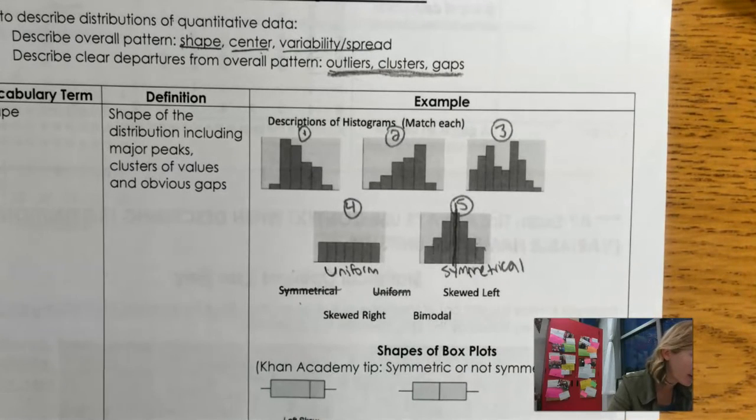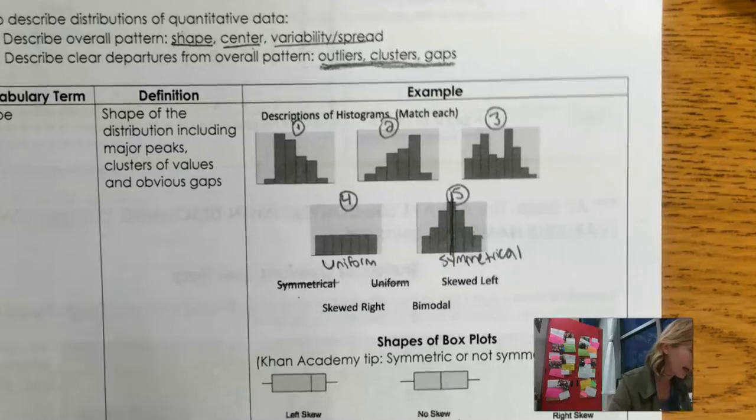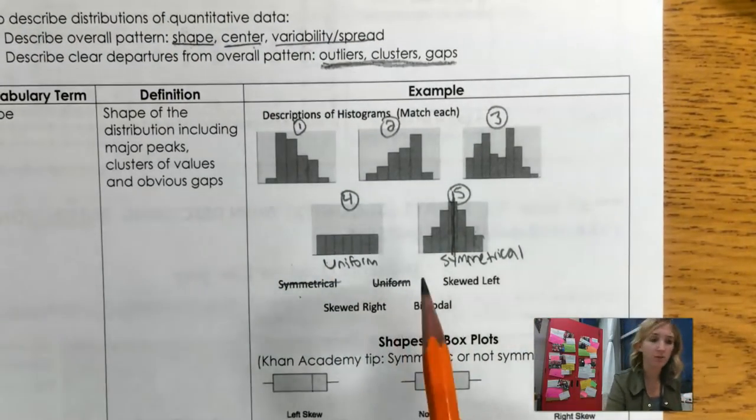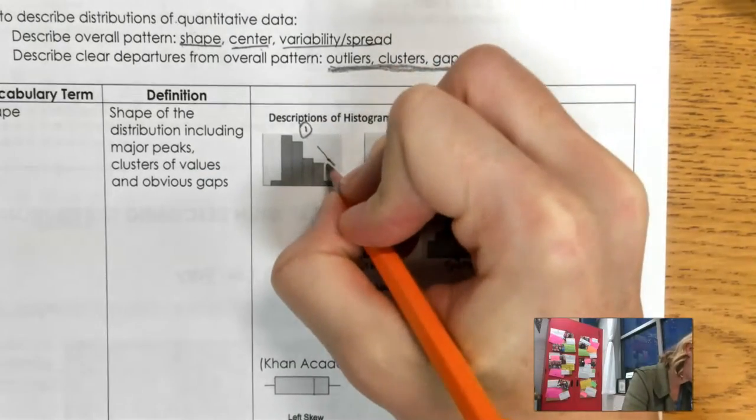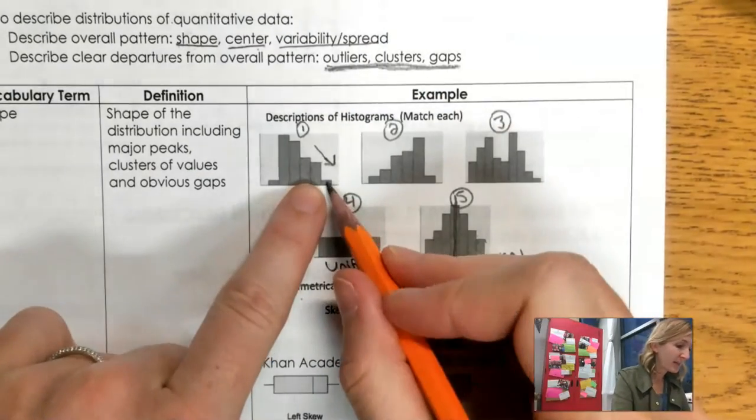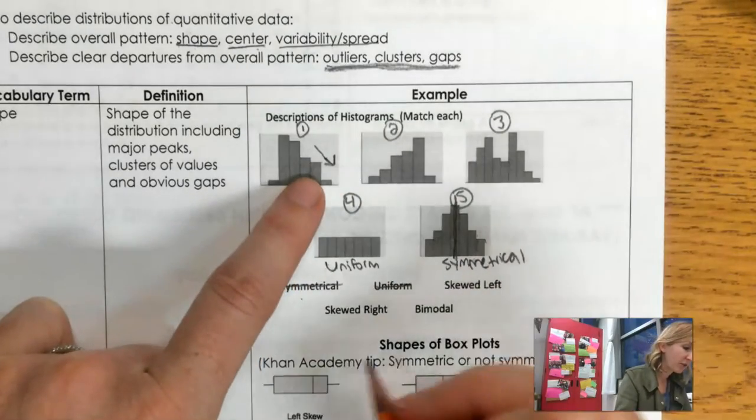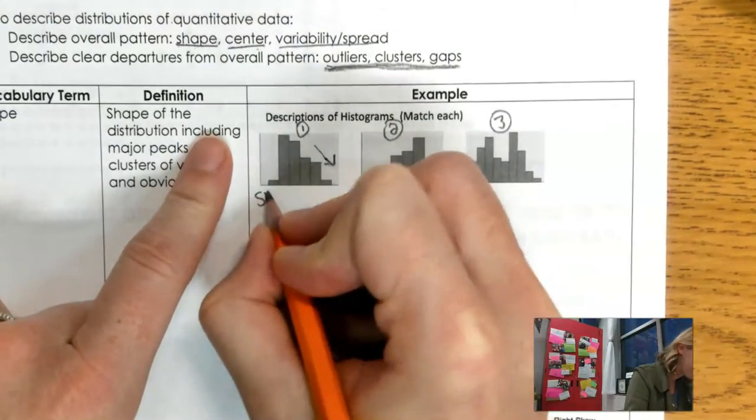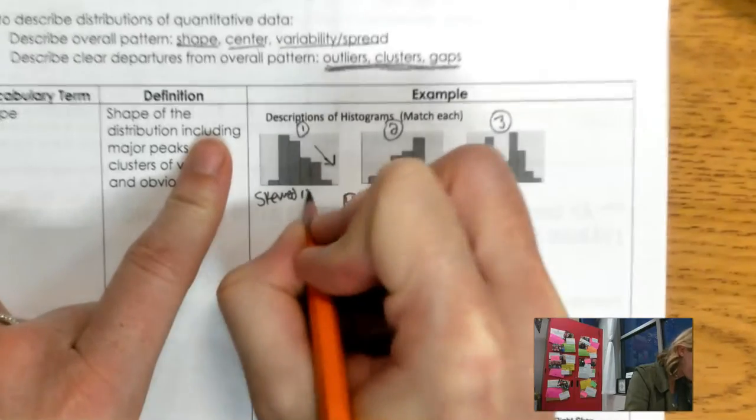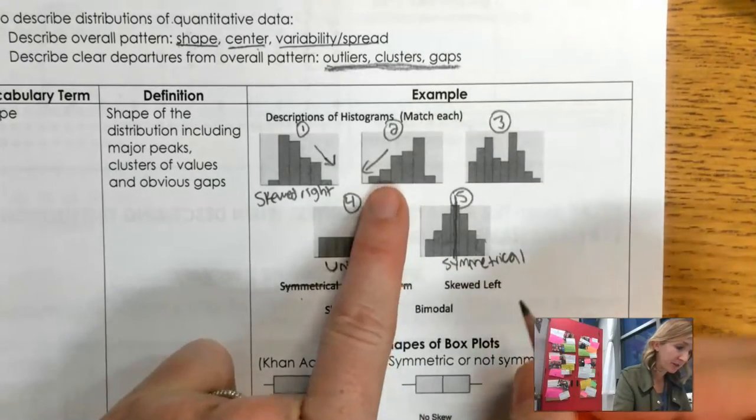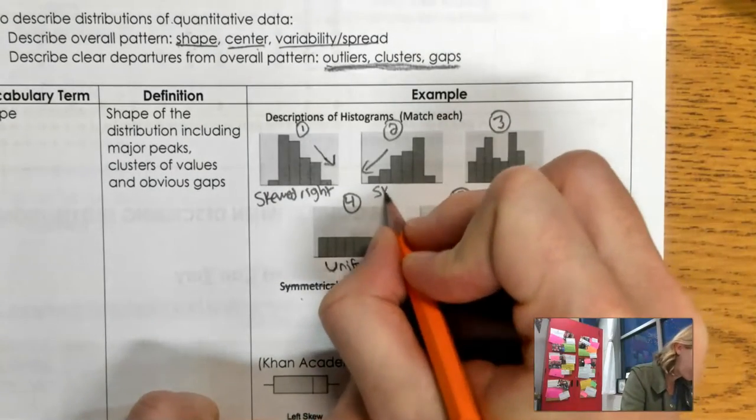I bet you can narrow down that number 1 and number 2 are the skewed graphs. So looking at it, remember I told you it's not the direction you think, it's actually the direction of the tail. So do you see how my tail's on the right, on this side? That means this is my skewed right graph. Do you see how my tail is on the left? That's my skewed left graph.